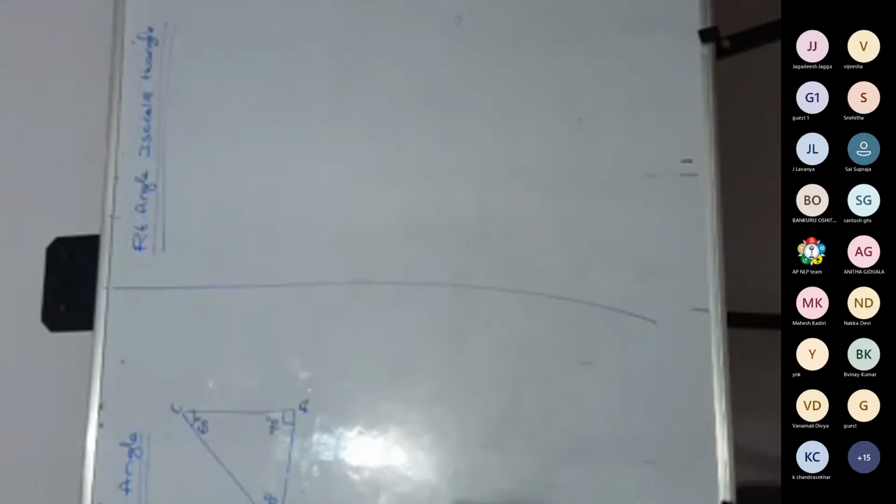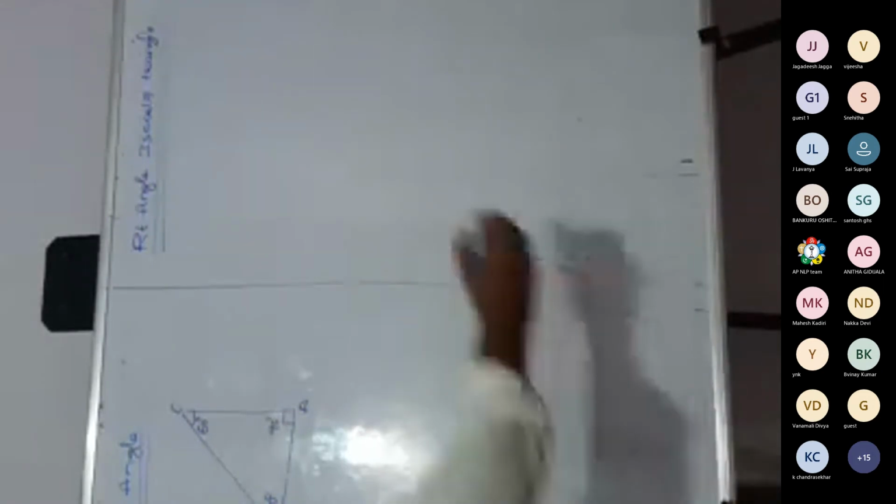Suppose it is 90. Not only a right angle, any triangle: if you take any triangle, the sum of the angles should be 180. So in a right angle triangle, one angle is 90 and the remaining are 30 and 60. So this is one combination.